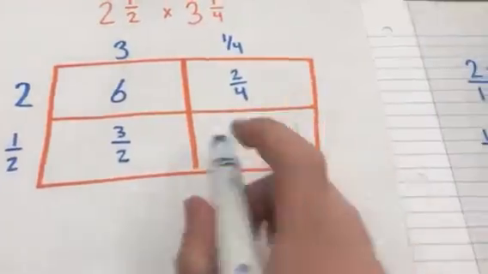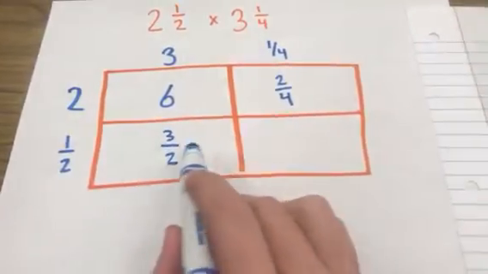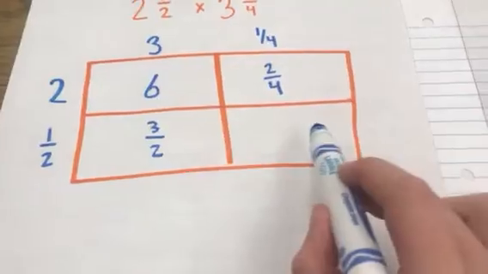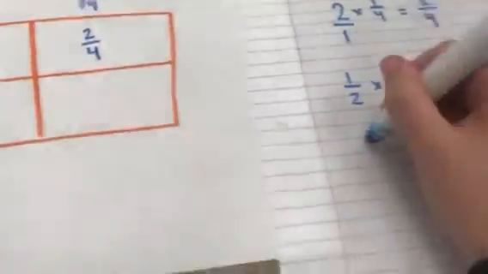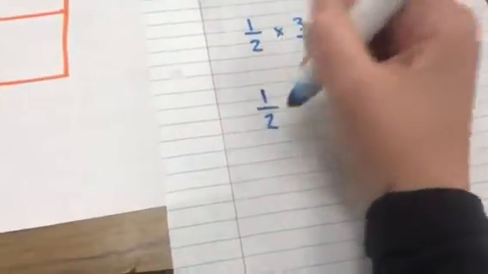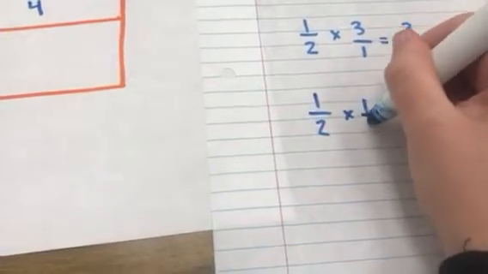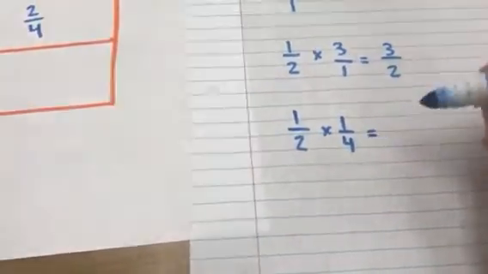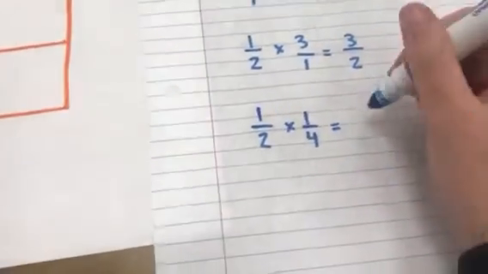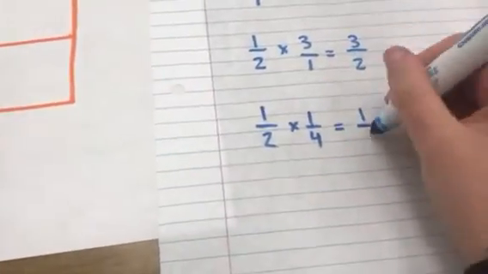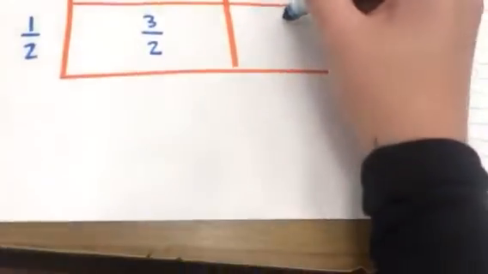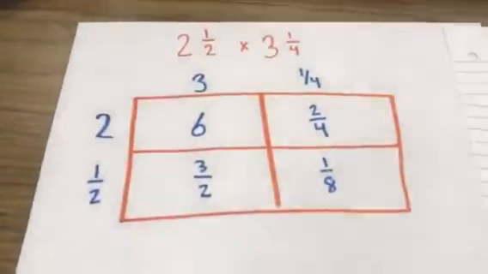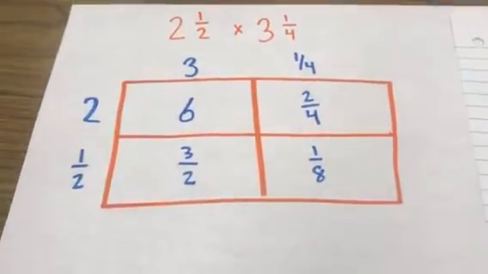And my last box to fill, I look at what's on the side, 1/2, times what's on the top, 1/4. So 1/2 times 1/4. Come over here and solve 1/2 times 1/4, and this is nice and lined up. I don't have to put any ones under the number, they're both fractions. So 1 times 1 equals 1. 2 times 4 equals 8. So 1/8.